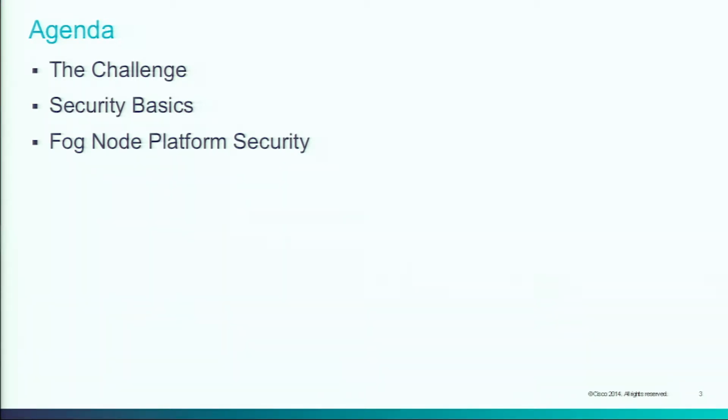So I'm going to talk about three fairly broad subjects. I'm going to talk about the challenge of creating a fog infrastructure, go through some security basics. I'm going to define some security terms, go through those rather quickly because I'm going to use them in the subsequent slides. And one of the things that's happened when I did this presentation before is I'd use those terms and get stuck in the middle trying to explain the term and how it related to other security terms. So I'm going to try and do that up front and get that out of the way. And then I'm going to talk about fog node platform security.